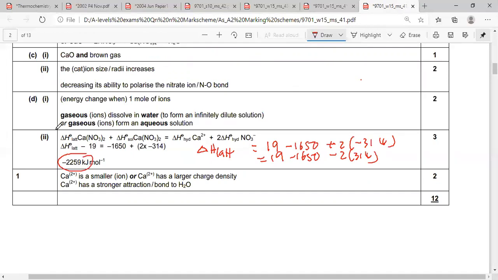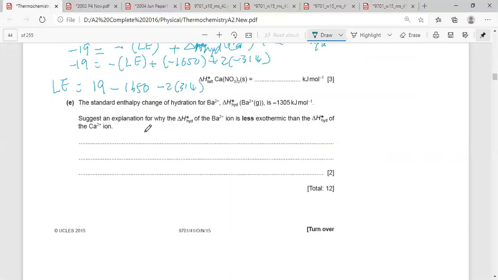Now let's look at the last part here. The standard enthalpy change of hydration for Ba2 plus is this one here. Heat of hydration means Ba2 plus gas plus aqueous gives you Ba2 plus aqueous, which means water surrounds it. Explain why the heat of hydration is less exothermic than that for calcium.